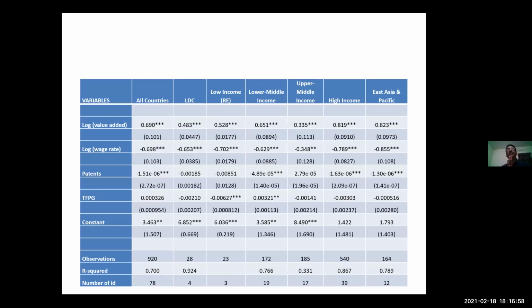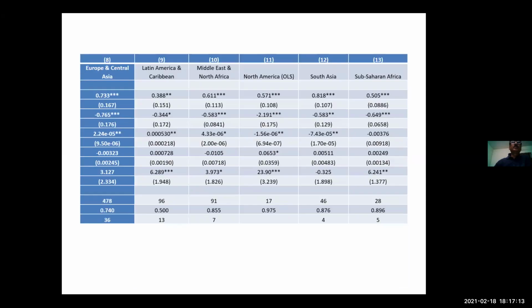Again, we have given all countries combined results and also for different income groups: LDCs, low income, lower middle income, upper middle income, high income. And again, we have divided the countries region wise: East Asia and Pacific, Latin America, etc., Middle East, North America, South Asia, and Sub-Saharan Africa.